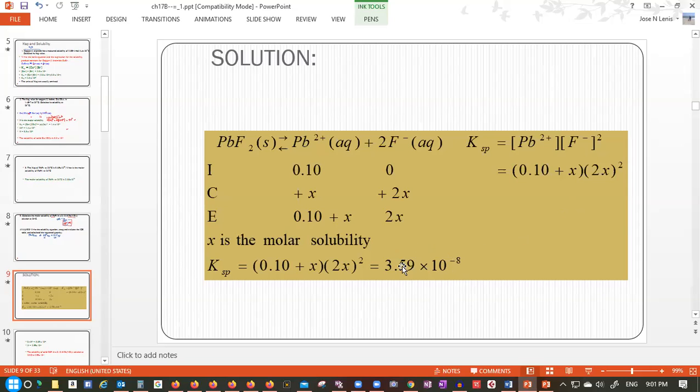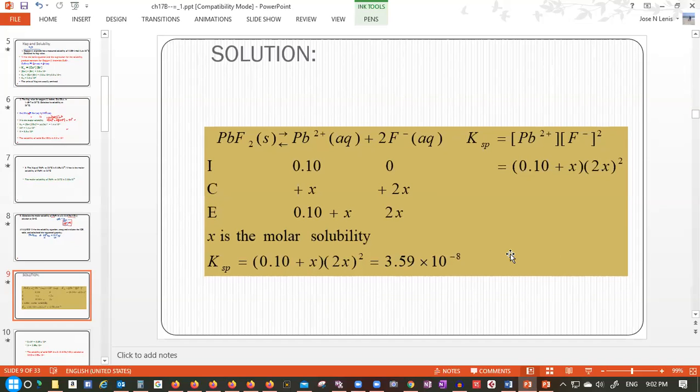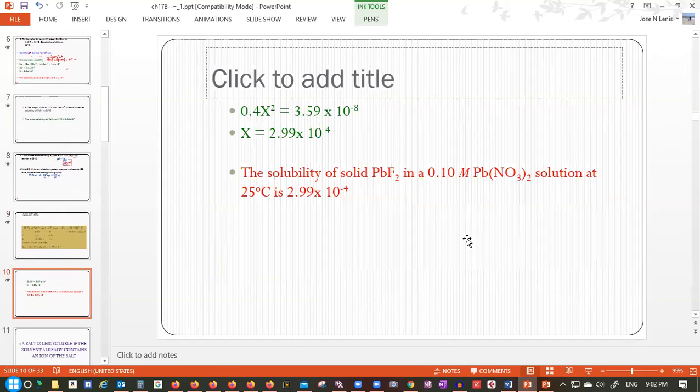So this is the Ksp for that insoluble salt. We got this from the table of Ksps. So we plug everything in, and we just need to solve for x. Here is the expression. Once you simplify and solve for x, x equals 2.99 times 10 to the negative 4. And that's the solubility of PbF2 in that solution.